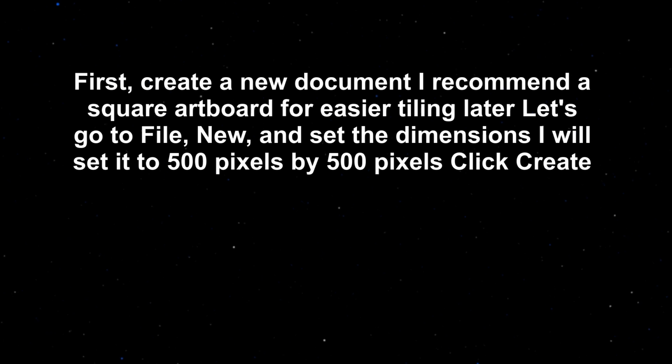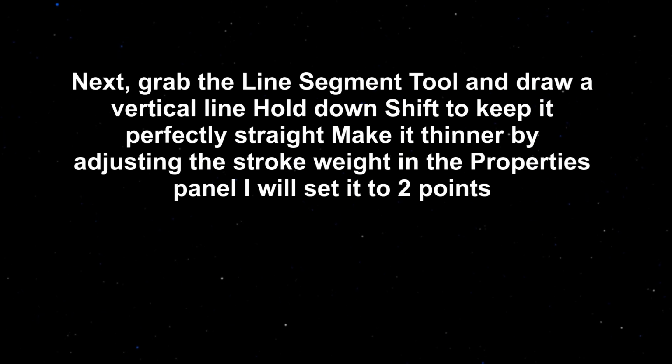Ready to unlock the secrets of crafting stunning plaid patterns in Illustrator? First, create a new document. I recommend a square artboard for easier tiling later. Let's go to File, New, and set the dimensions. I will set it to 500 pixels. Click Create. Next, grab the line segment tool and draw a vertical line.